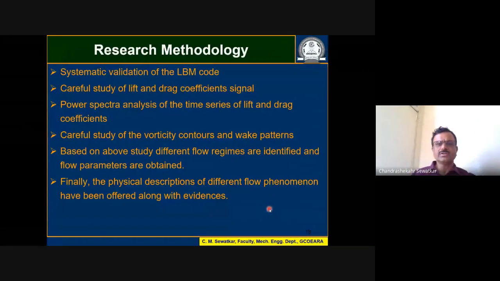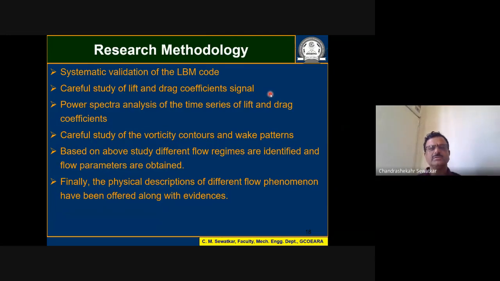The research methodology which I have followed here is that we did a systematic validation of the Lattice-Boltzmann method based code. We developed our own code for solving problems around multiple bluff bodies, and we did the systematic validation which I will share with you. Then we carefully studied the lift and drag coefficient signals. We also did the power spectra analysis of the time series of lift and drag coefficients.